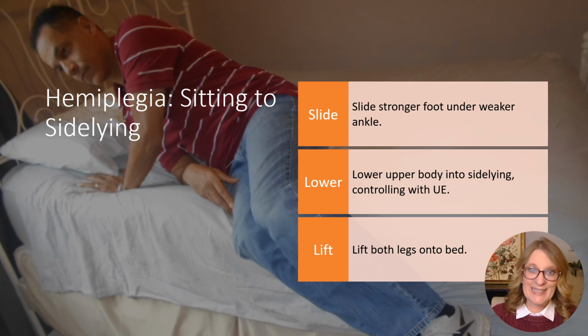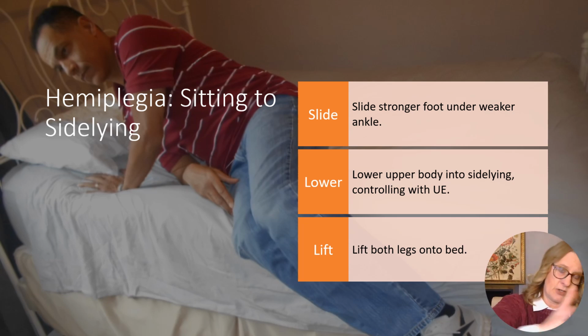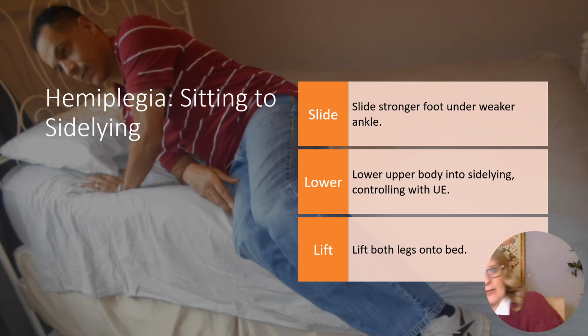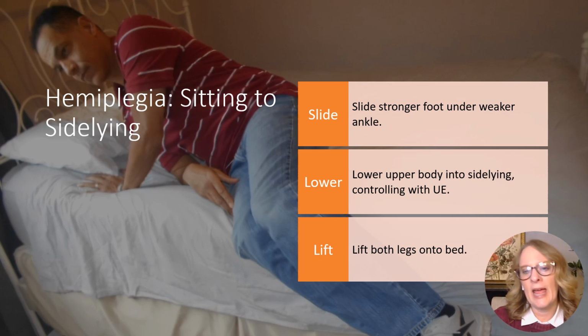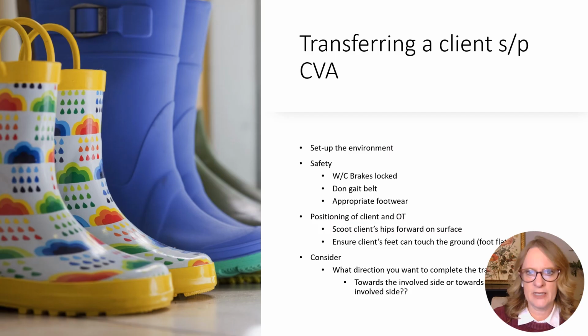This really is easier if you're going to the weaker side, to lie on the weaker side, because you can use this stronger arm to kind of brace and lower. But it can be done to the other side as well. And then you're going to lift both legs onto the bed. And I know this seems a little difficult just off of a slide, but we're going to practice all of this in lab, I promise. And make sure and watch those videos.